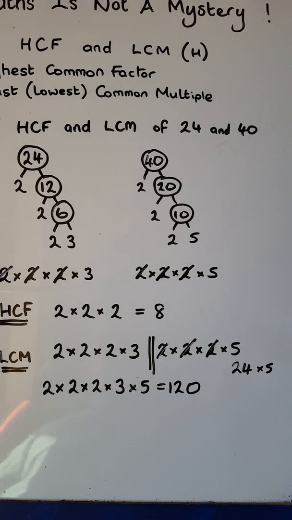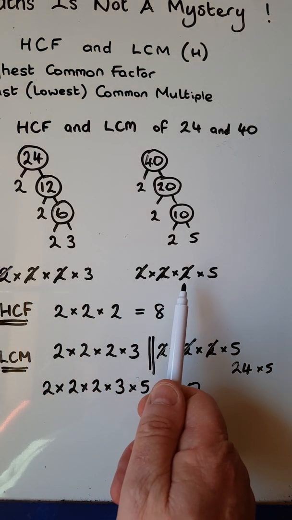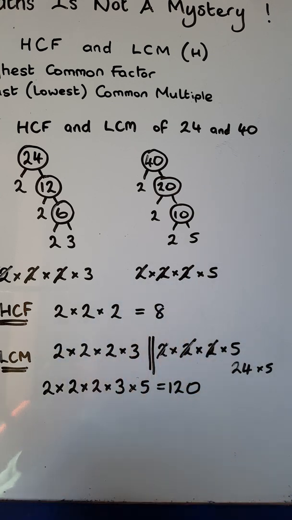All right, so highest common factor is, as we said, you just find all the things that match. All the ones that match, ignore the ones that don't. And that's your highest common factor.